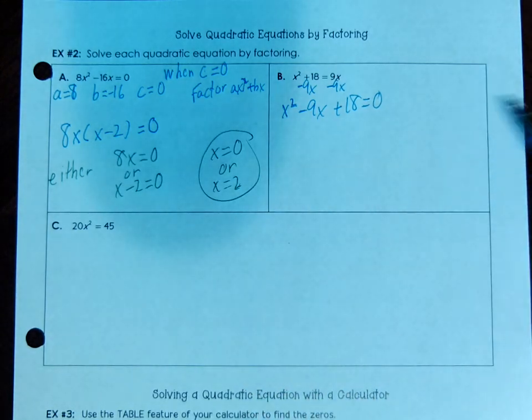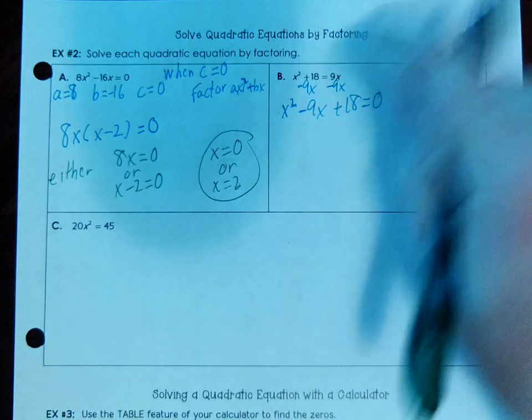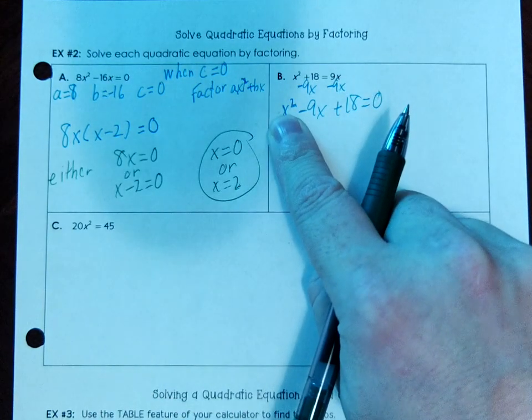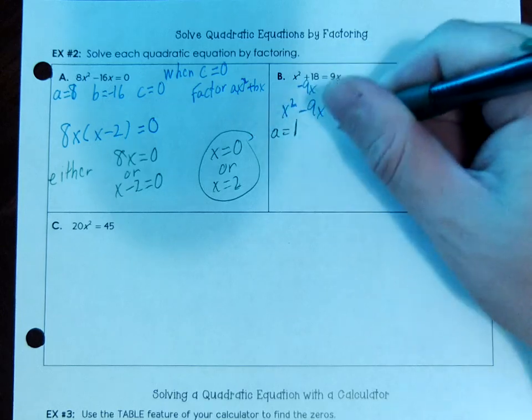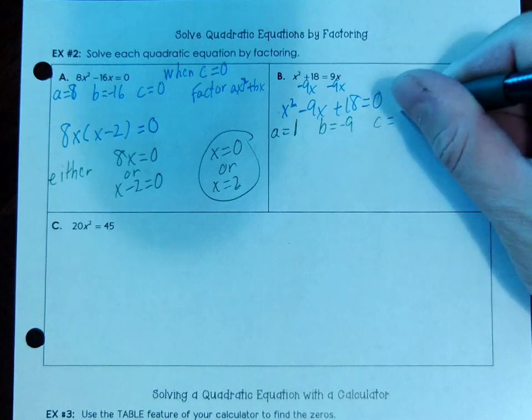So now I can say that a is equal to 1. Again, the a is right here. Sometimes it's not 1, sometimes it is. In the previous case it was 8 because 8x squared. In this case it's a 1 because 1x squared. So a is equal to 1, b is equal to negative 9, and c is equal to positive 18.